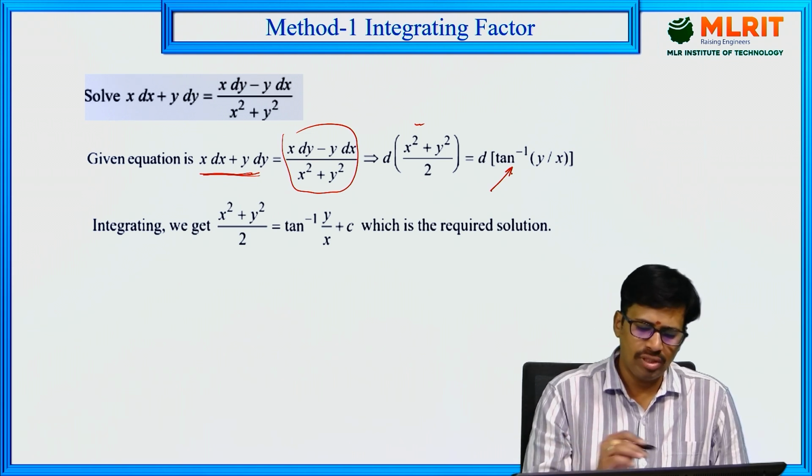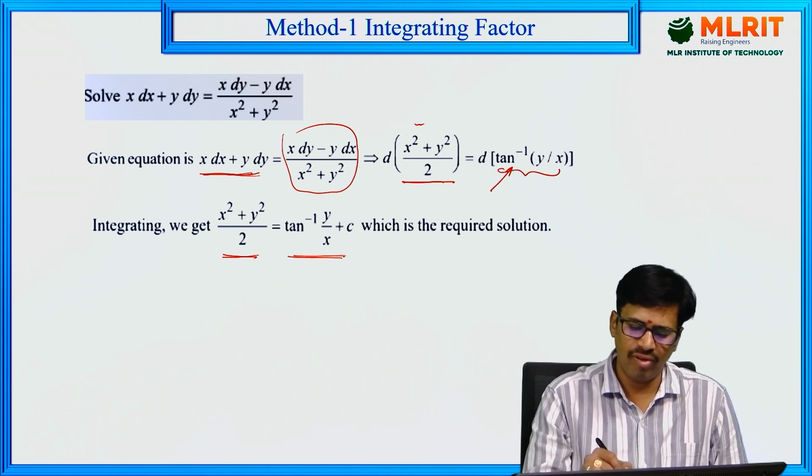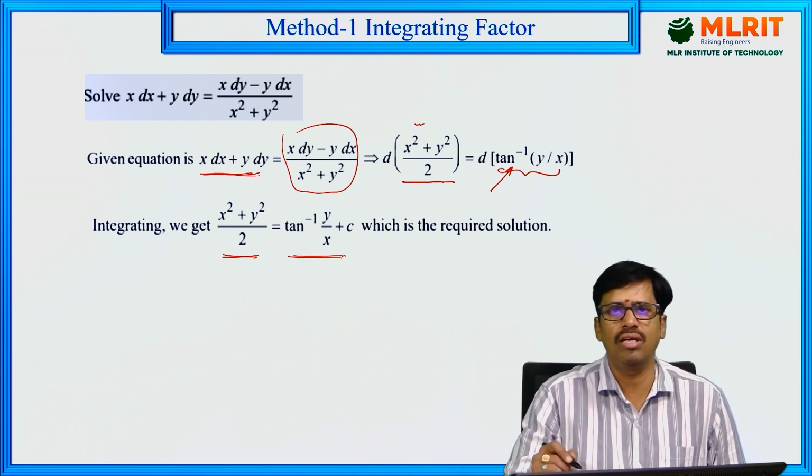Now we integrate both sides. Integral and derivative get cancelled. So we get x square plus y square by 2 equals tan inverse y by x plus c. So this is the required solution for the differential equation.